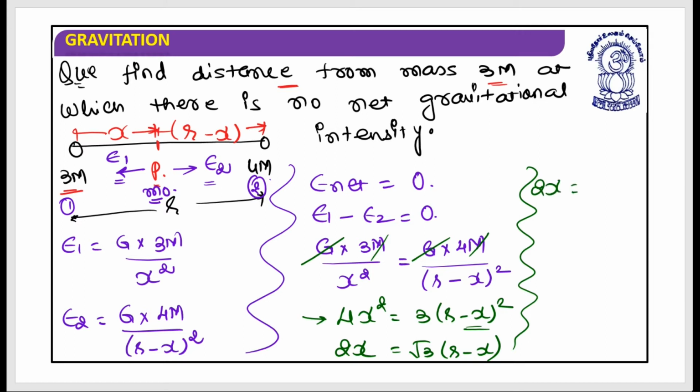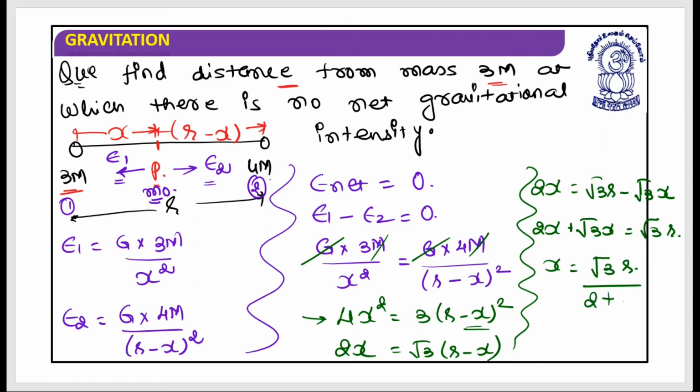So 2x equals root 3r minus root 3x. So 2x plus root 3x equals root 3r. So x will be equal to root 3r divided by (2 plus root 3). This is the distance from the mass 3m at which there will be no net gravitational intensity. I hope this is clear to you. Is it clear? Any doubts? Is there anything? No? Good.